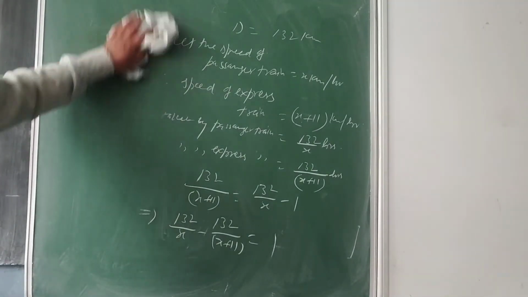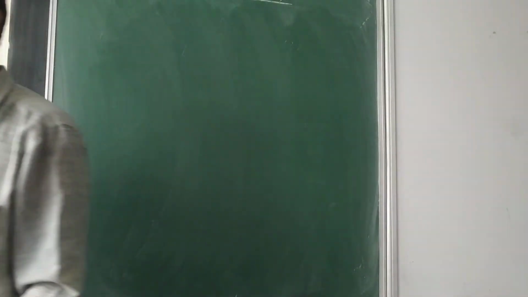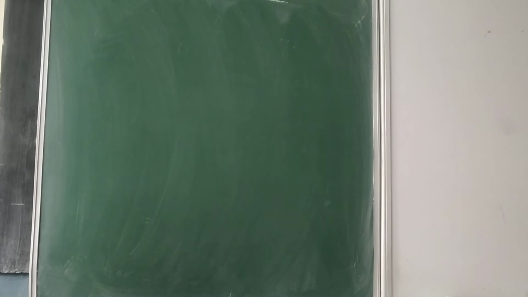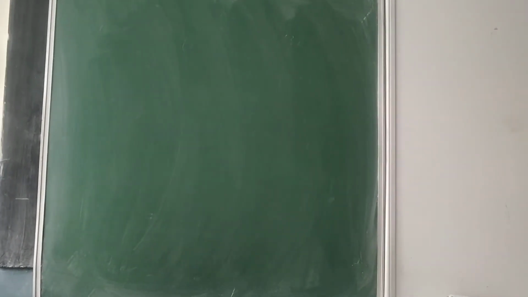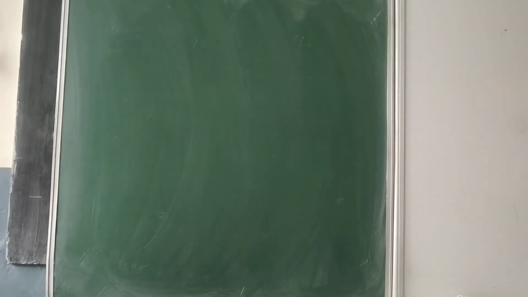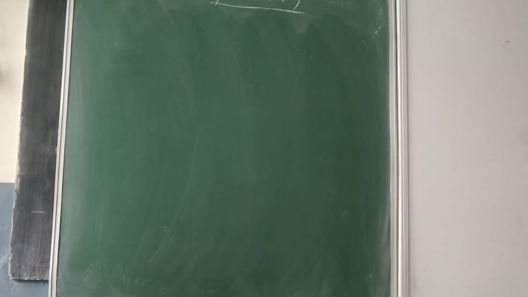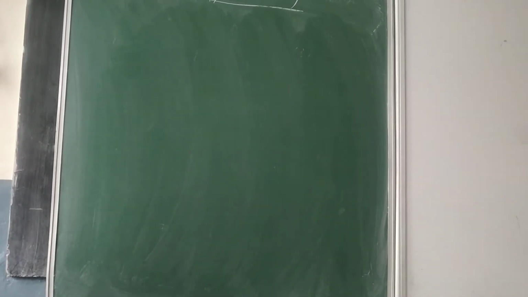Now the last question of this exercise, read the statement carefully, again related to some area. The sum of the areas of two squares is 468 meters square. If the difference of their perimeters is 24, find the sides of the two squares. Definitely there are two types of squares, one is the smaller and one is the bigger. So how will you start?